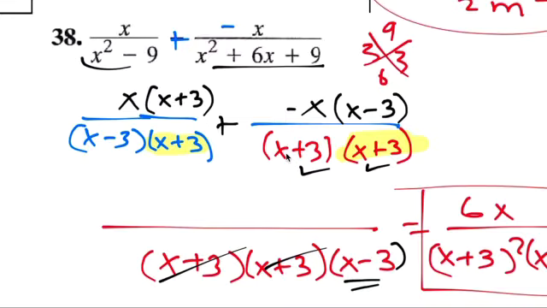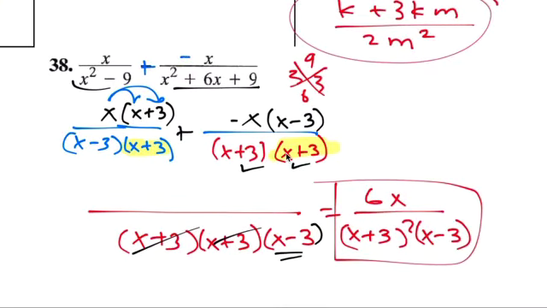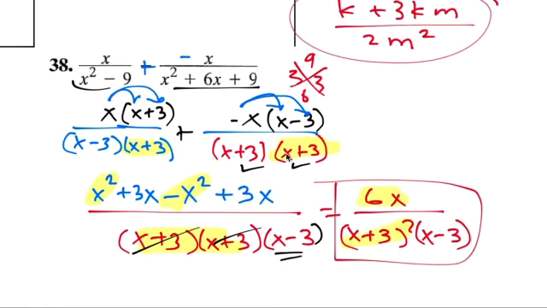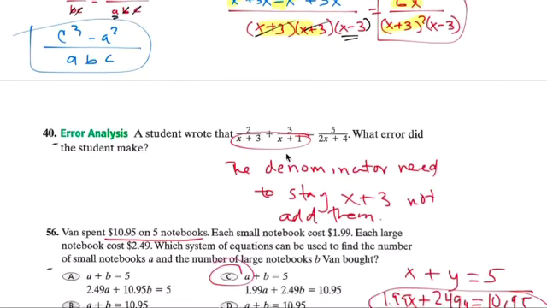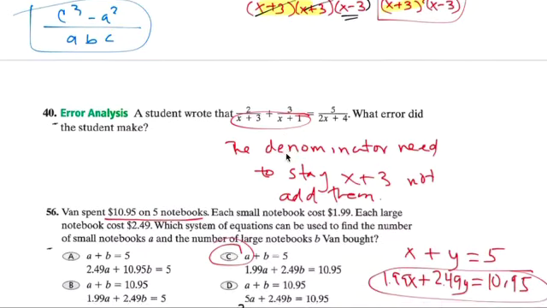Distribute. That's how I get x squared plus 3x. Distribute, I get negative x squared plus 3x. Okay, combine like terms. These two are zeros. That's why we only have left 6 with the denominator. Denominator, we put this as x squared like that. Okay. All right, and then the other one, here's the answer.